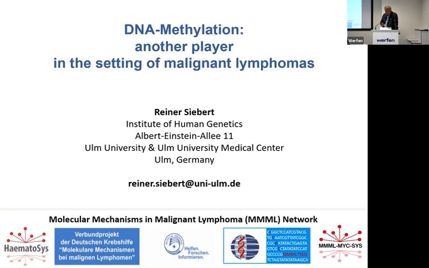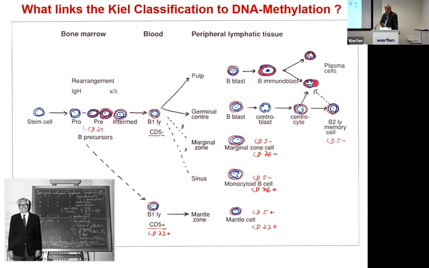But before doing so, there are a couple of persons in the audience besides Stefano who spent some time in Kiel and know this man, Karl Lennert, who actually introduced the Kiel classification of lymphomas. All these kinds of lectures nowadays are accompanied by quality control. So I leave you the question: what links the Kiel classification to DNA methylation? Think about this in the first part of the talk.